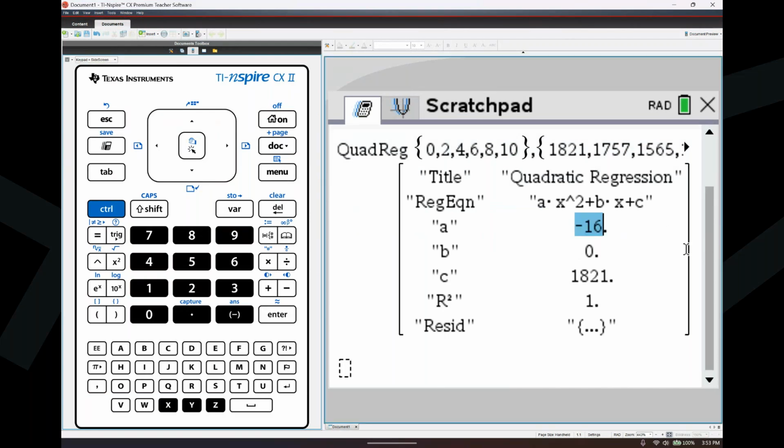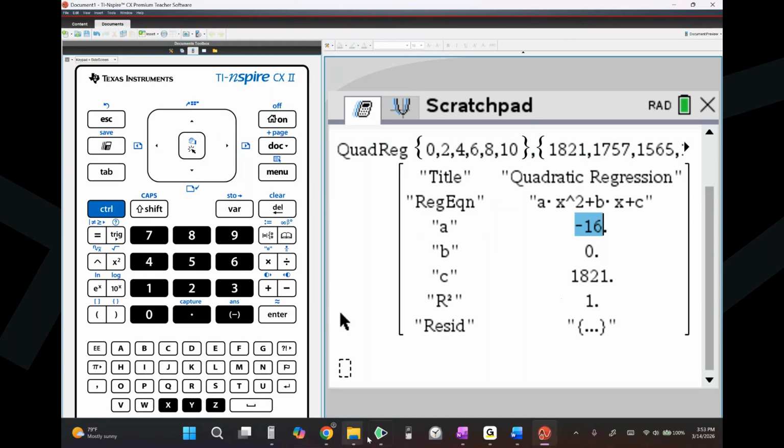When you see negative 16x squared, that's usually being modeled by gravity. So if you ever see a quadratic that has negative 16x squared, you're usually dealing with gravity in that case. So that you'll see that a lot. So there's our equation, right? Negative 16x squared plus 0x plus 1821, right? So that's what we would write, right?